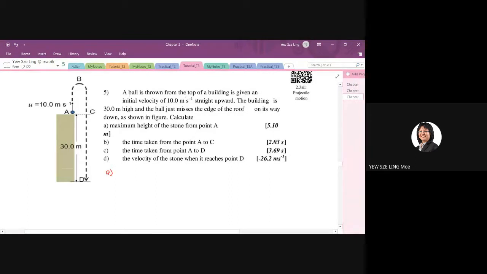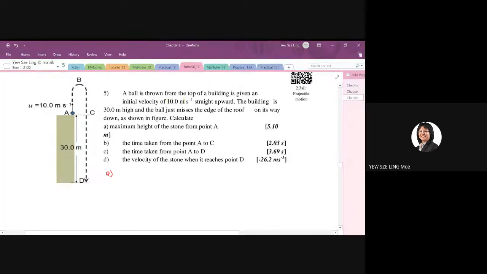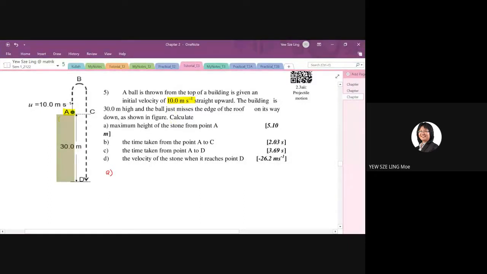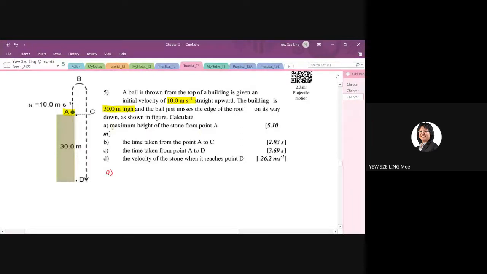So a ball is thrown from the top of a building and is given an initial velocity. So what do you have? You have this initial velocity at position A. Now you have 4 positions, so make sure you know this 10 meter per second is for which position. The building is 30 meter high, and the ball just misses the edge of the roof on its way down, as shown in the figure.